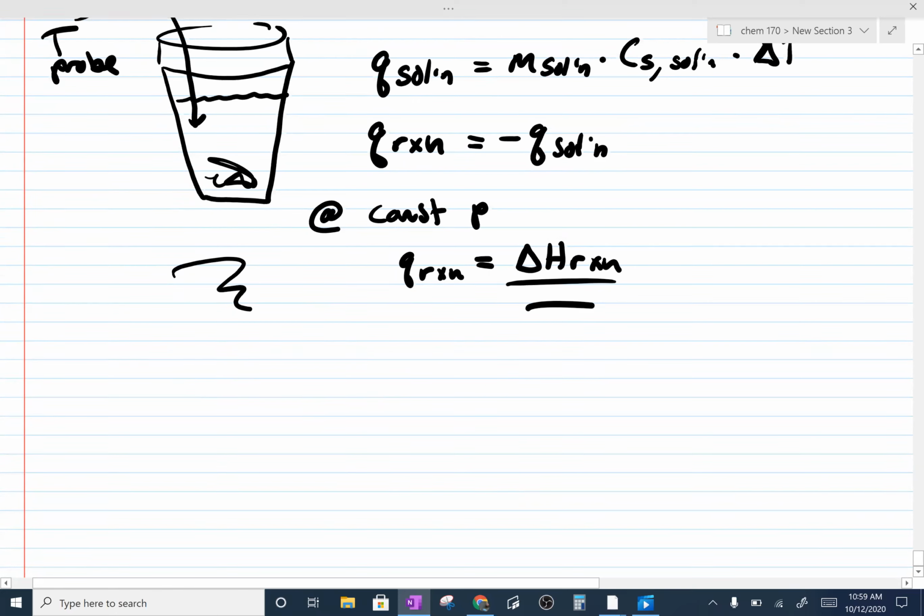And just as we did for delta E, which was also an extensive property, we have to measure this in terms of the total amount of reactant that we're putting in. So this is going to give us a delta H per mole of reactant. So we always want to normalize delta H and delta E, otherwise they're kind of meaningless.